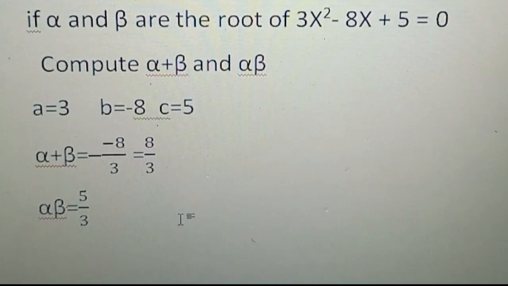This is a simple example of how to find alpha plus beta and alpha beta. Maybe in the next video we can see the symmetry of the theory of quadratic equations.